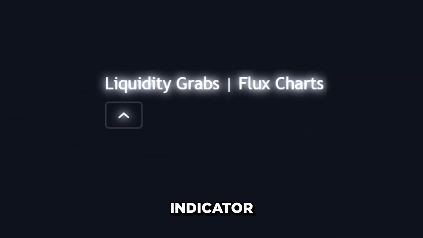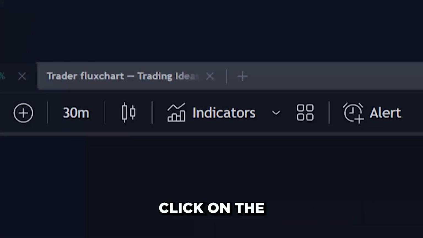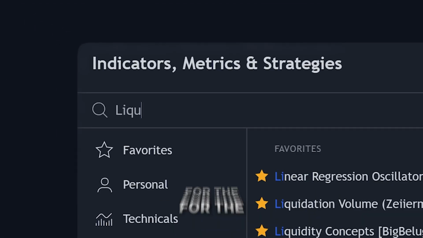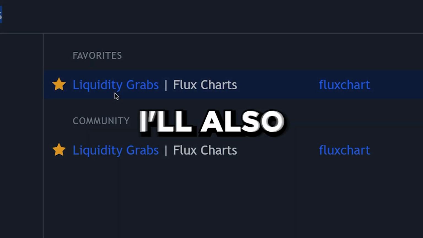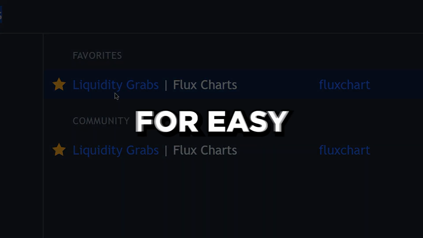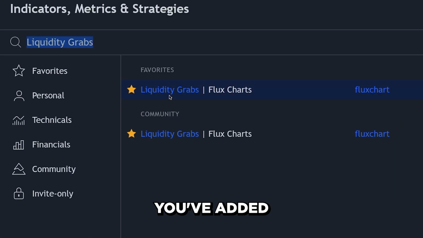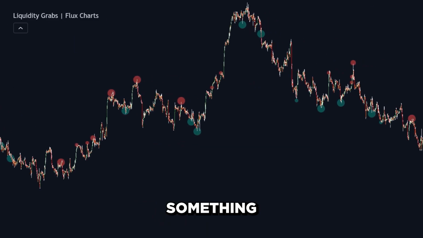To add this indicator, open TradingView and click on the Indicators tab. Then search for the Liquidity Grabs indicator and click on this one by Flux Charts. I'll also leave a link in the description for easy access. Once you've added the indicator to your chart, it should look something like this.